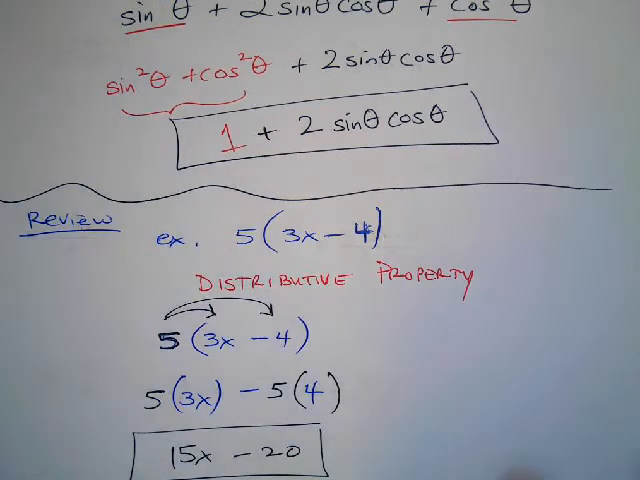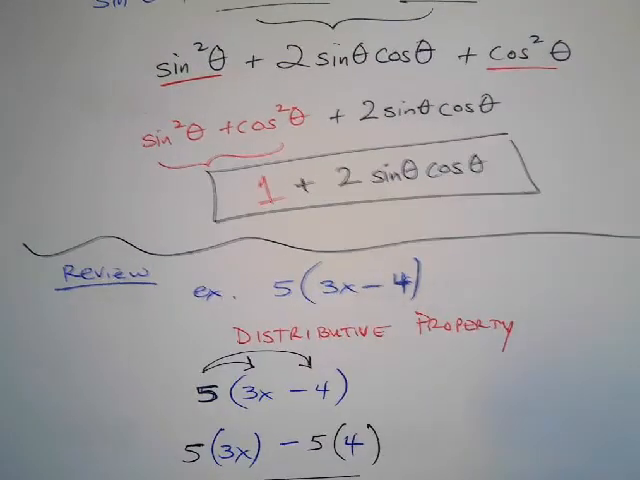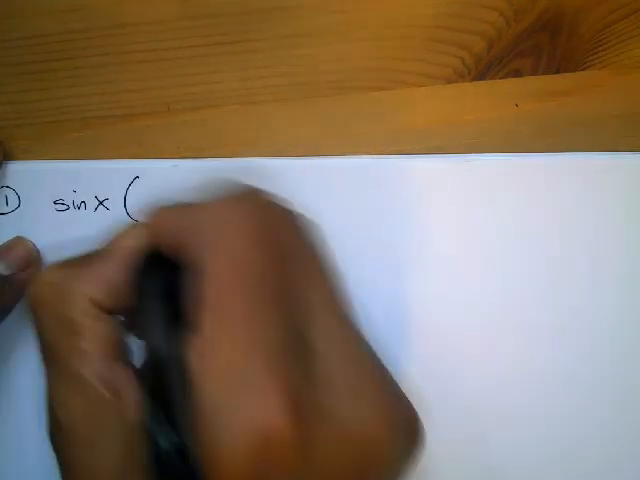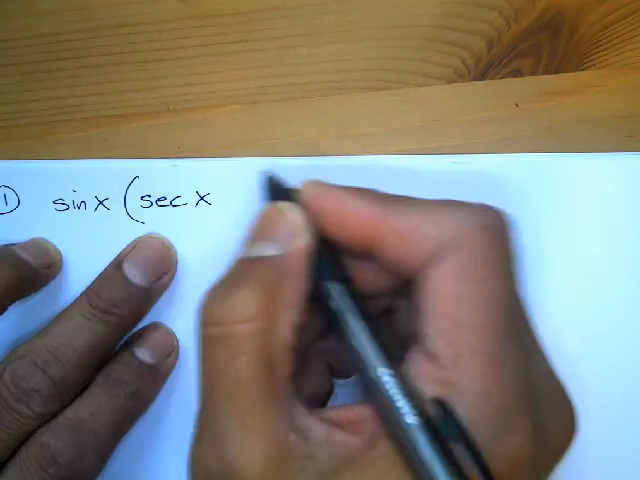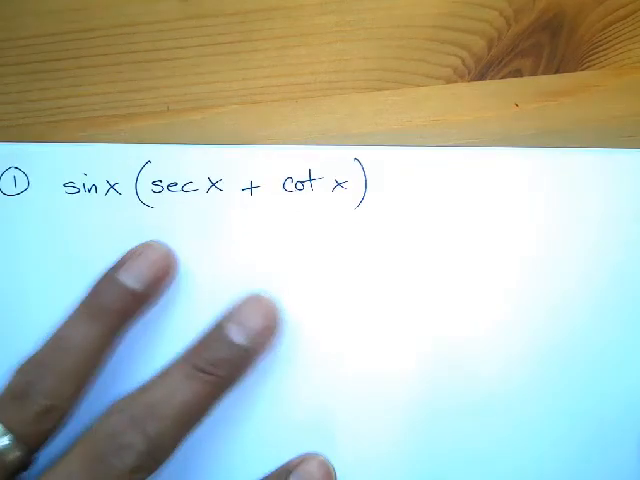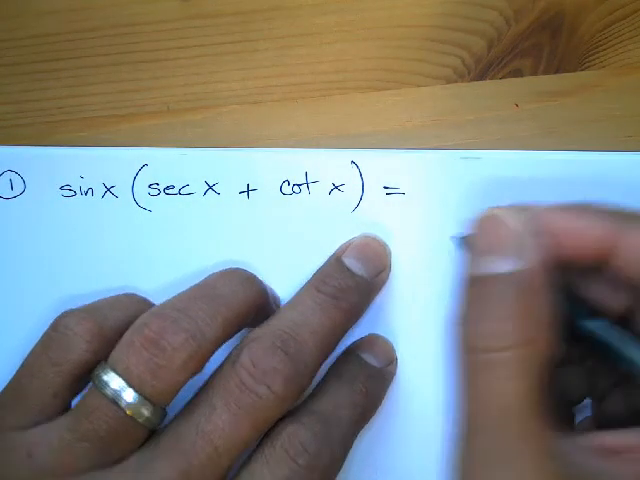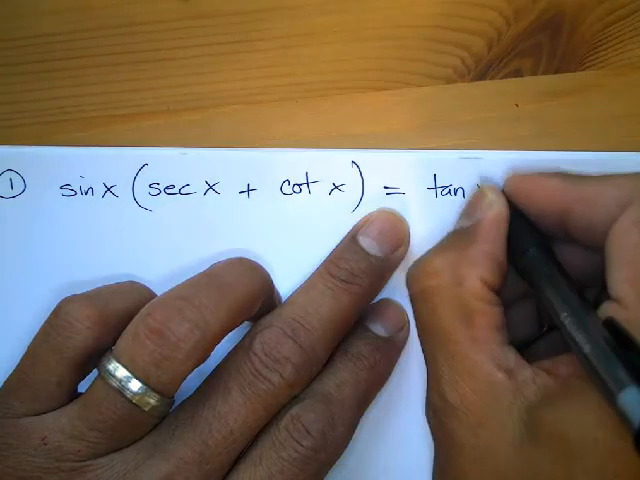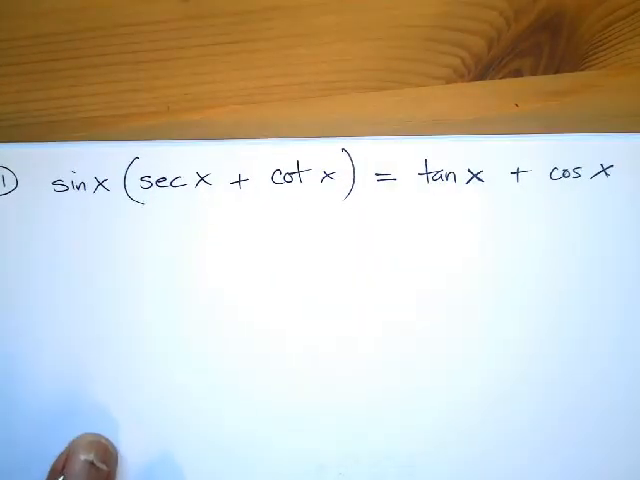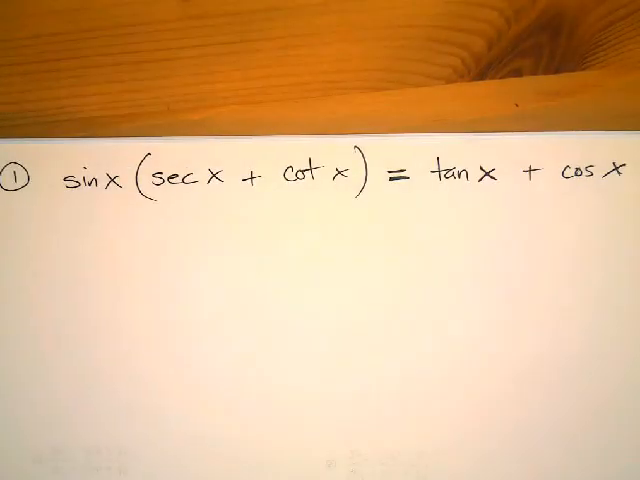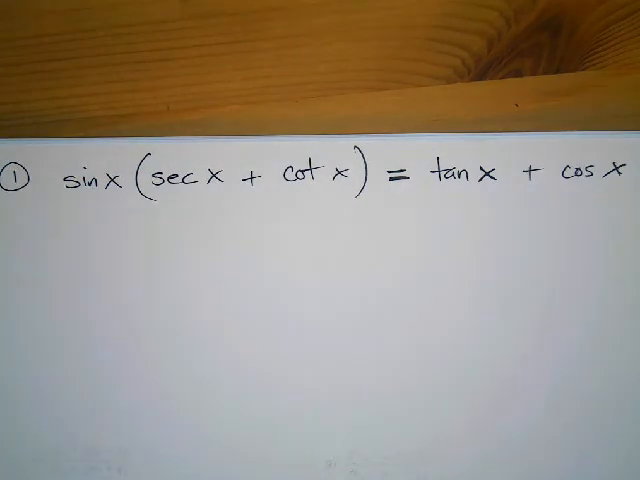All right, let's do one now like what you're going to see with identities. It's going to look very intimidating, but it's not. All right, here it goes. Sine of x, parentheses, secant of x plus cotangent of x, close parentheses, equals tangent of x. Here's the problem. Here's a math problem and there's no numbers. Interesting, huh?